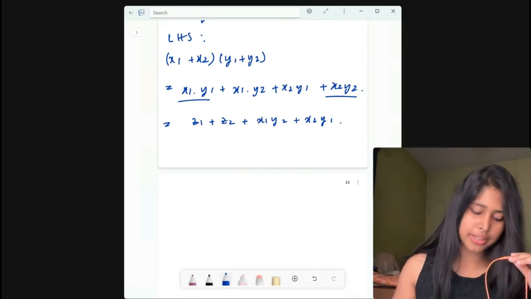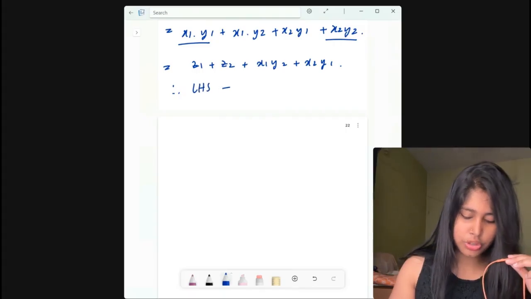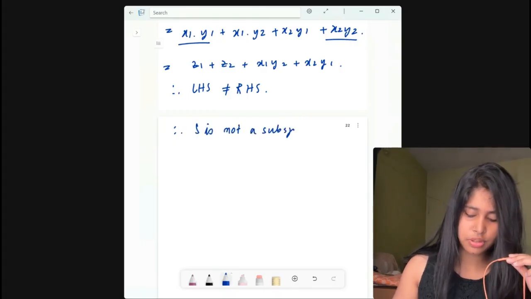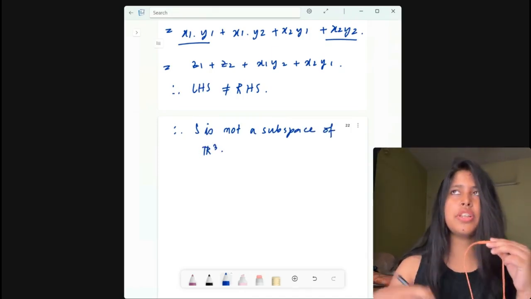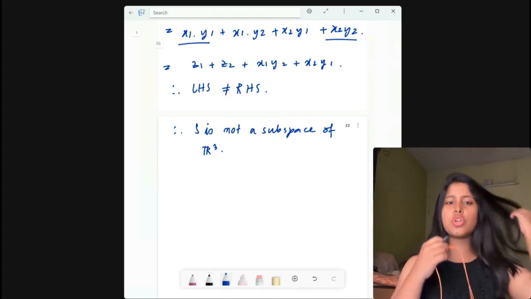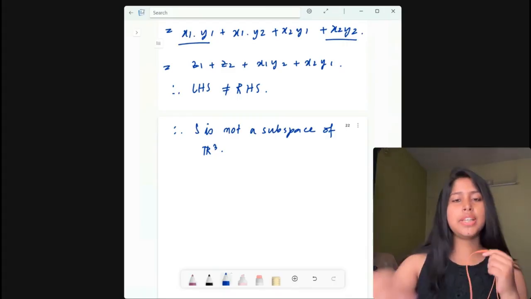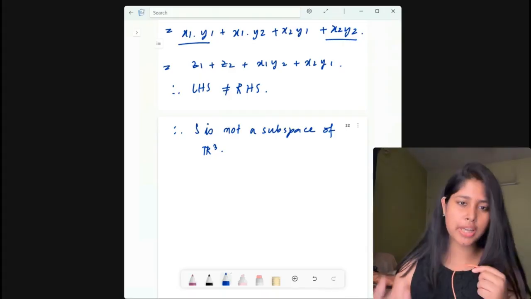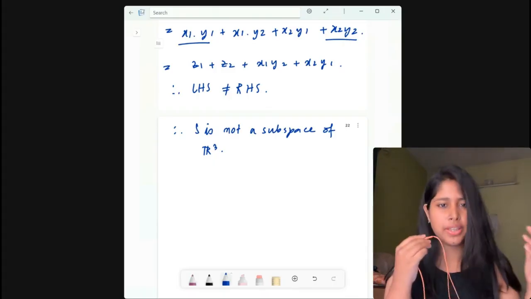Now I'm writing that therefore LHS is not equal to RHS. Therefore S is not a subspace of R3. Now see, for these questions, we have previously done questions where we prove that something is a subspace and that something is not a subspace. We did very few questions on not being a subspace, so for the last few questions I've kept those, so it will be very clear when it is not a subspace and when it is a subspace.